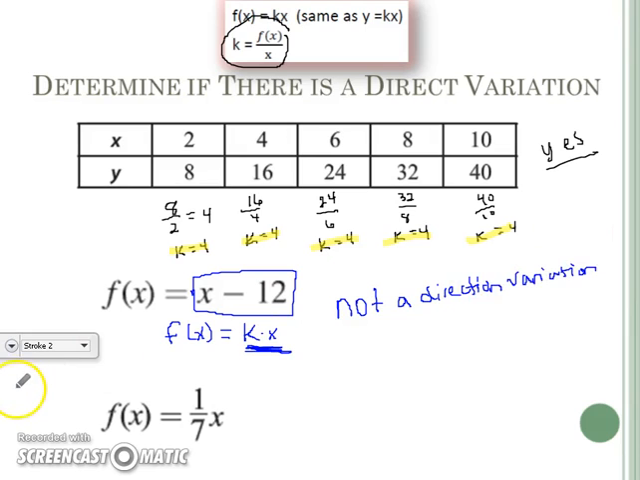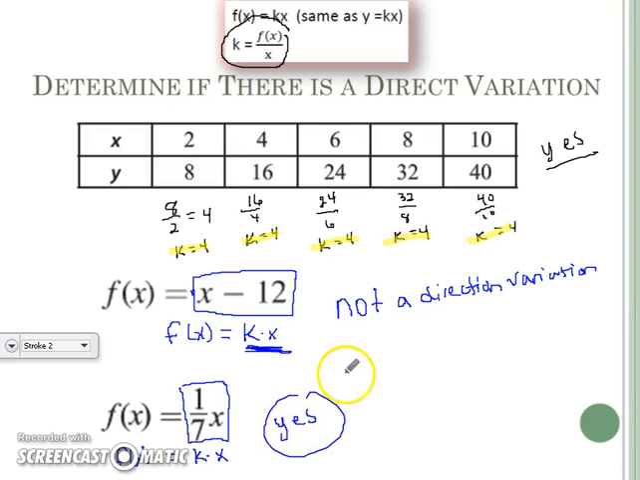And our last one, f of x equals 1/7 times x. Again, we want it to look like f of x equals k times x. So it should be a number times x. So when I look at this piece here, it's 1/7 times x. 1/7 is k. It's our constant value, and we're only multiplying by x. So this one is yes. This one shows a direct variation because it's clearly showing a number times x, which matches our direct variation equation.